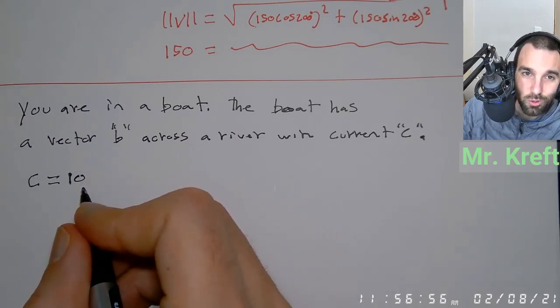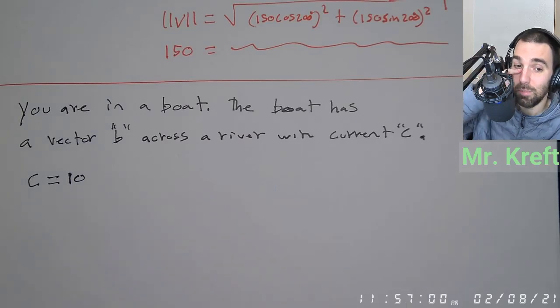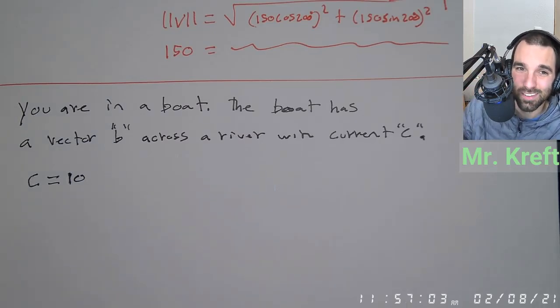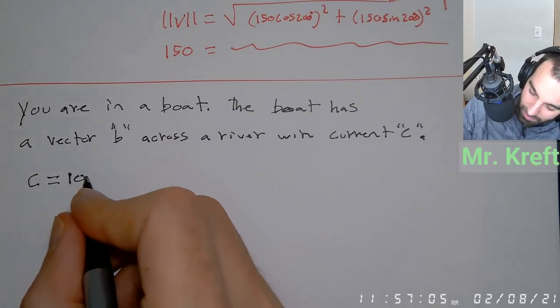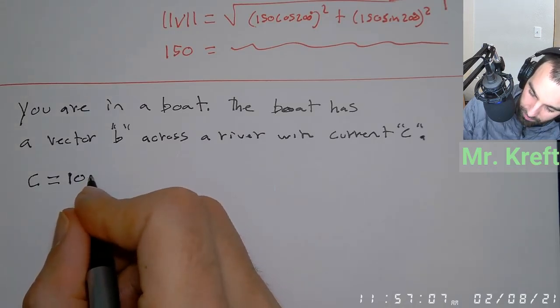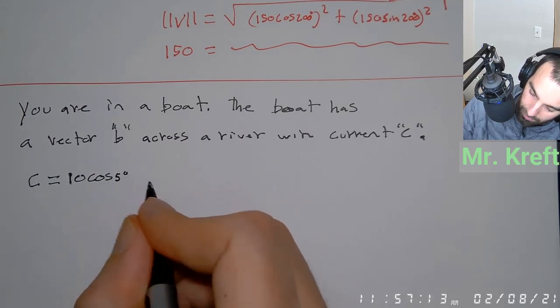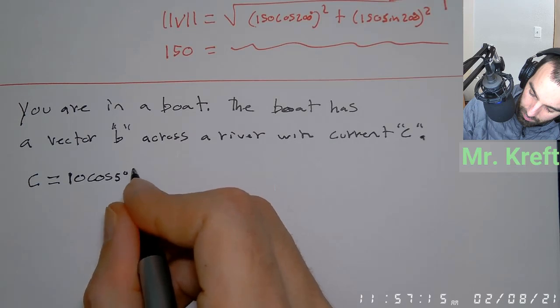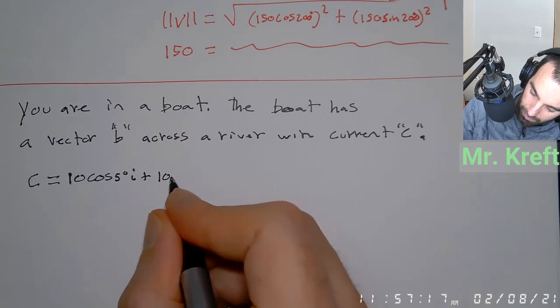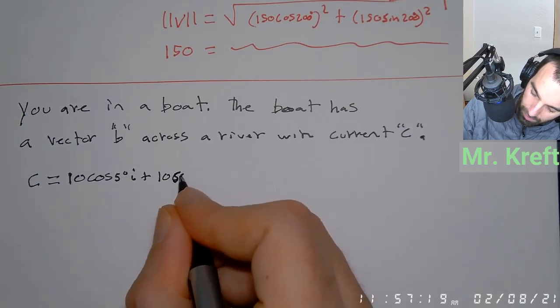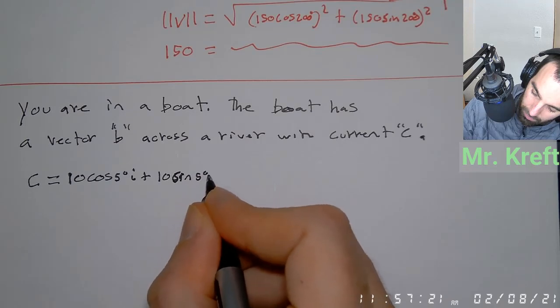But let's go with that. I want to make it spicy though. Let's not make it boring. Let's say the current is 10 cosine of 5 degrees I and 10 sine of 5 degrees J.